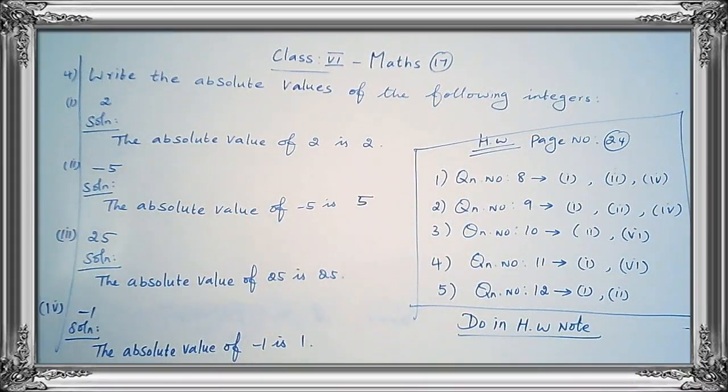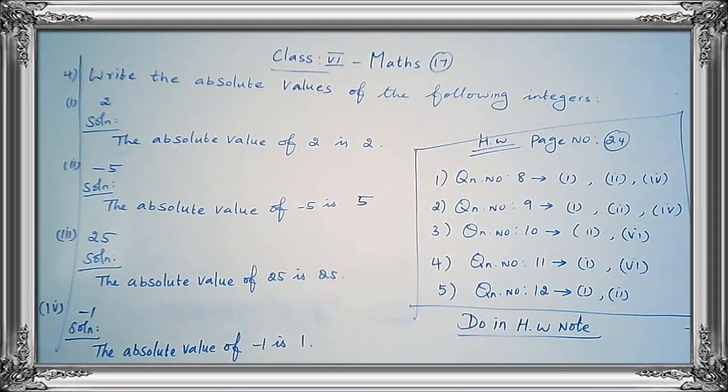Okay children, now all of you take your book, page number 24. See your question. Page number 24, exercise 2.1, 8th question. In the 8th question you mark the homework sums: first one, second one and fourth one. Okay children, all of you take your book, page number 24 and mark the homework sums.